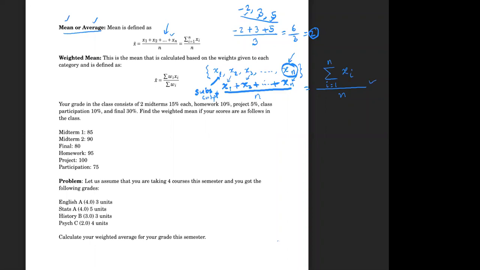This and this are the exact same expression. And this is, by the way, the definition of mean, and mean is denoted by x bar. That's also another symbol that we use. Mean is denoted by x bar, as you can see here.